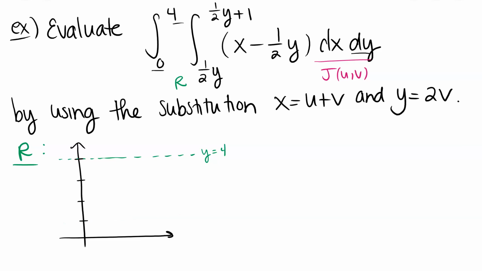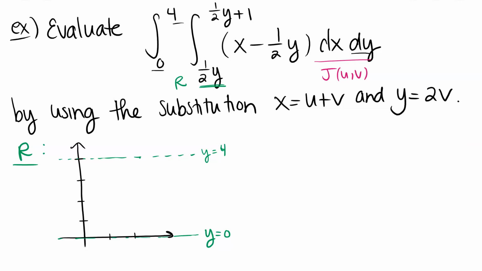This is y equals 4, and this is y equals 0, right? All right, there we go. I can do this. It's going to be fine. Okay, let's see what happens here. So when y is 4, 1/2 of y would be 2. So that means that x is 2 when y is 4.